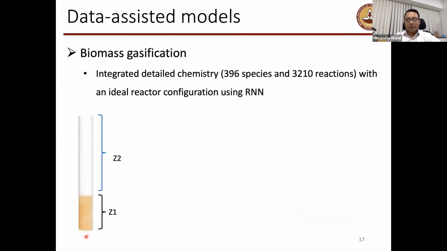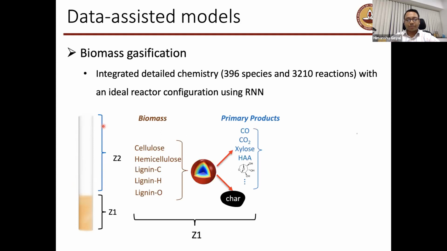So this is our fluidized bed. We break it down into two zones, and we focus on the gas phase chemistry in the upper zone, which can be modeled as a plug flow reactor. So basically we are simplifying the transport. Ultimately, we're not solving any transport equation. We are only solving the chemistry equations.